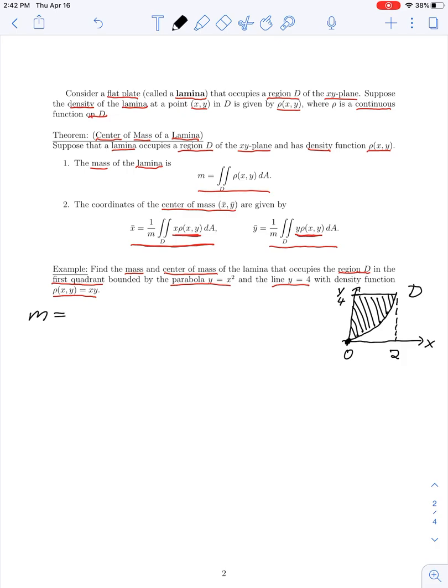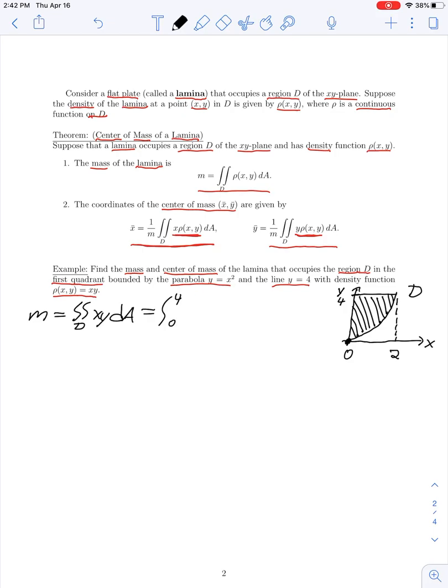So here, the mass of our object M is found by taking the double integral over our plane region D of the density function, which is x times y with respect to area. So here, setting this up as an iterated integral, well, our region D we can think of as a type 1 or type 2 region. So here I might think about this as a type 2 region to make the integral a little bit easier to evaluate.